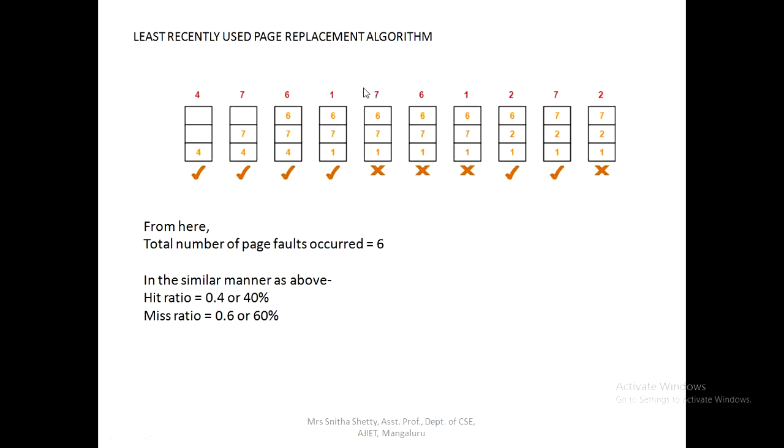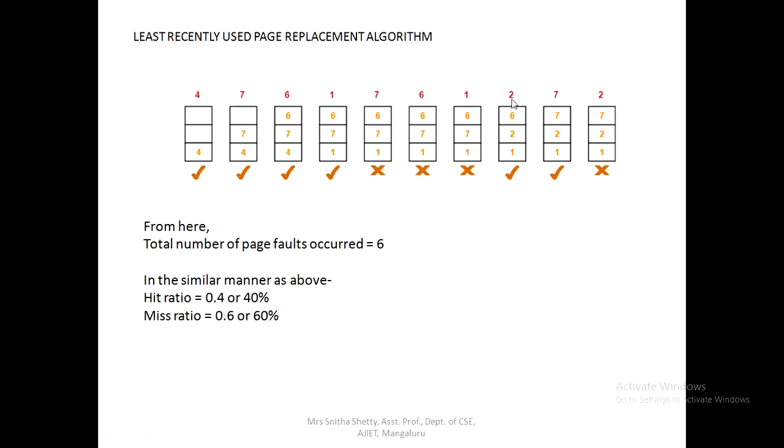Now you want to place the data 7, but 7 is already there, so this cannot be a page miss. This becomes a page hit. Now 6. Yes, 6 is again there in the frame, so this cannot be a page miss or page fault. This becomes a page hit. Now again 1. I need to place this 1, so again it is a page hit. 1 is there, so cross indicates page hit, right indicates page miss.